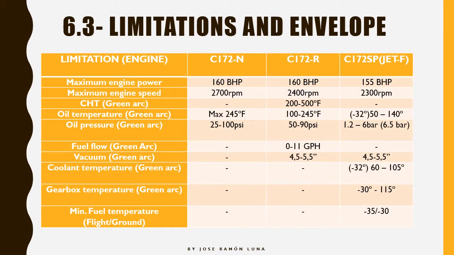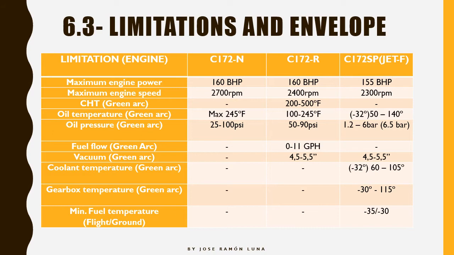Now we're going to be taking a look at the limitations for the engines. As you know, we took the Cessna 172 November as a prototype, a model that was fitted with a carburetor avgas engine. The Cessna 172 Romeo is fitted with an injection engine, and the Cessna 172 SP is fitted with a diesel engine. So here in this chart, we have the different parameters that we have to take into account for our limitations. So let's get started with this.